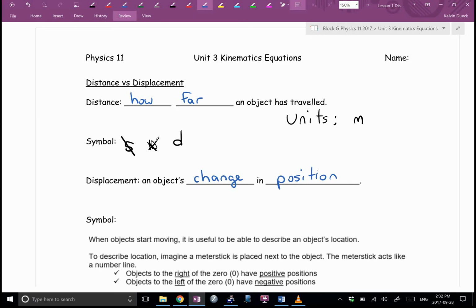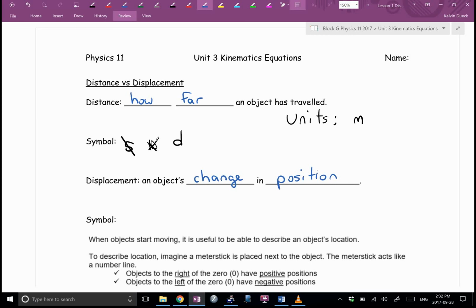Up will be represented with positive. Down will be represented with negative. That'll be a nice, easy convention. To the right will be represented with positive, like on a graph. To the left will be represented with negative. Or you can write the words right and left, but I tend to abbreviate, so I'll use the symbols.